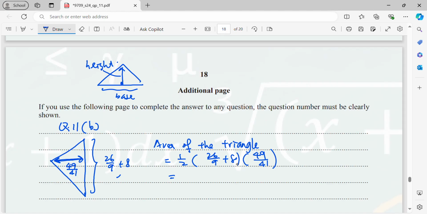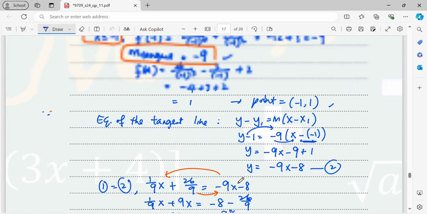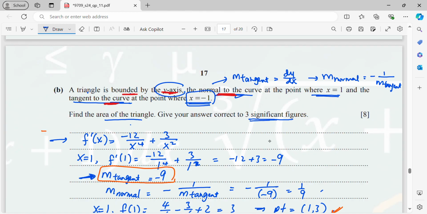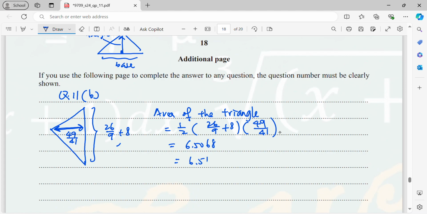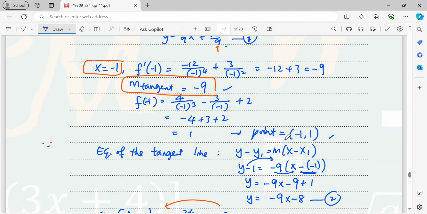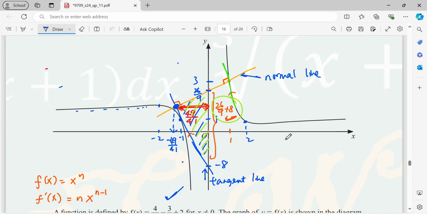When you calculate this, it is going to be 6.5068. Now we always round to 3 significant figures. Let's see any constraint. Give your answer to 3 significant figures. So therefore, the answer is 6.51. Okay, so this is the explanation to get the area. You have to find the two lines, normal and tangent lines, and you should know that both tangent lines at x equals minus 1 and 1 have the same gradients because they are parallel to each other.